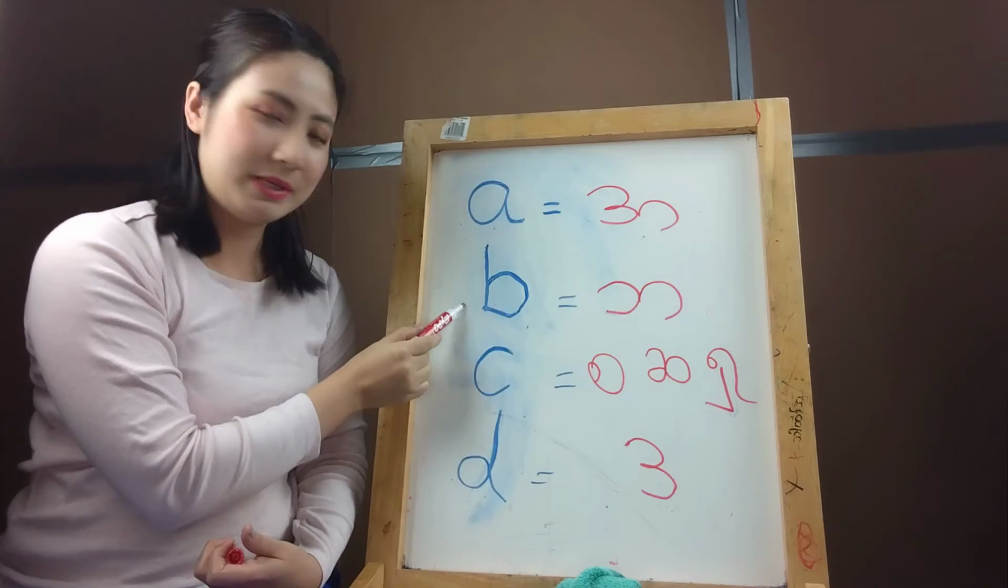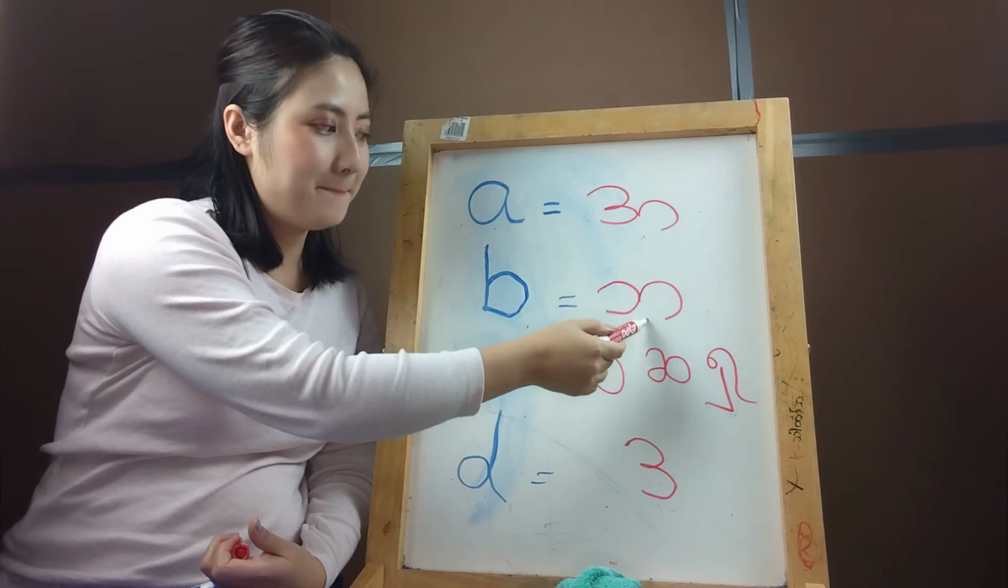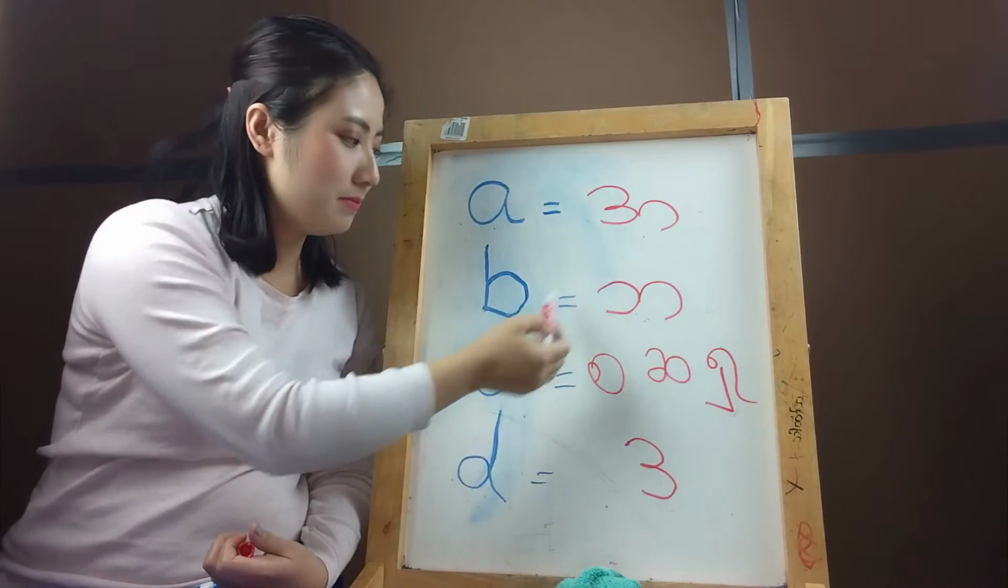And then the next one is b. B in Korean looks like this. Okay, b. That also makes the b sound.